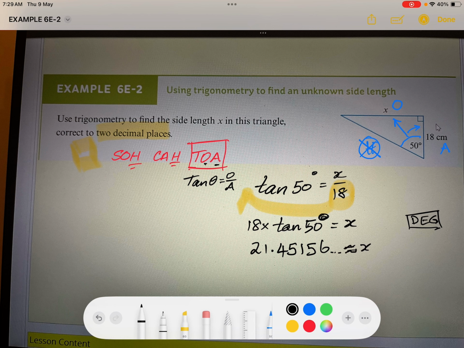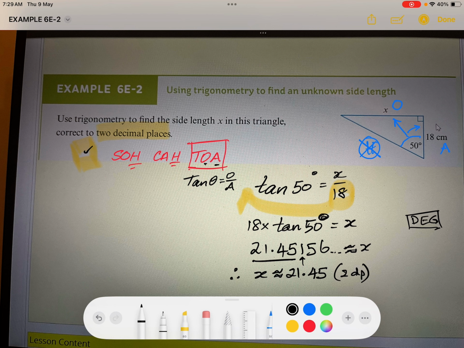And we want to round it off to 2 decimal places. So we finish by saying x is approximately 21.45, and the number that misses out is a 1, so we'll leave it at 45, and that is 2 decimal places. And yes, we've ticked that box. We've got it to 2 decimal places.